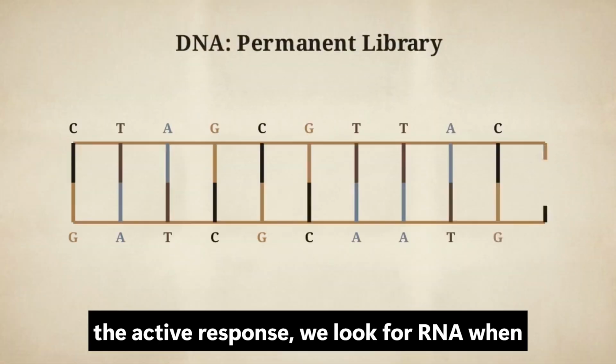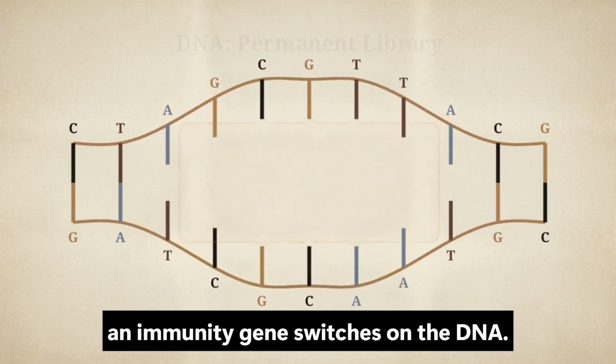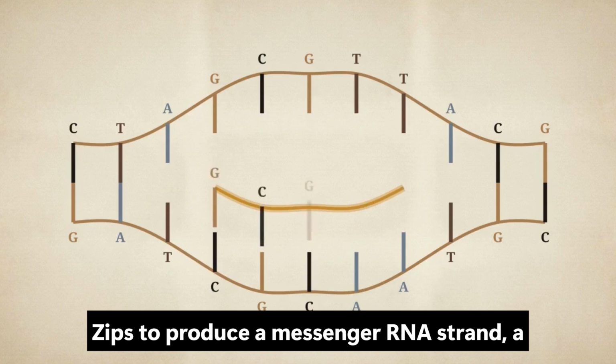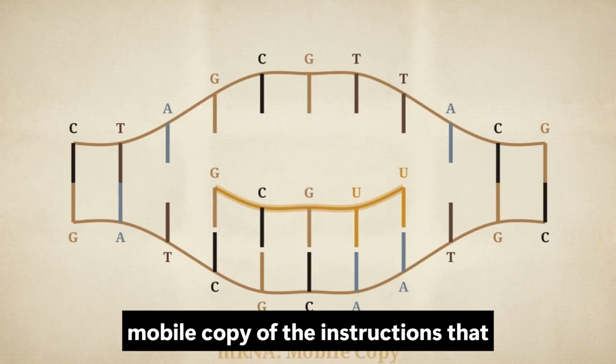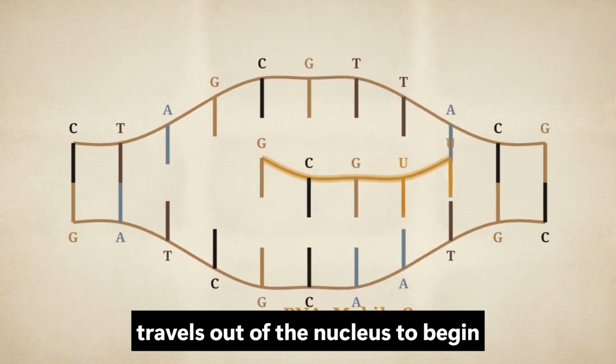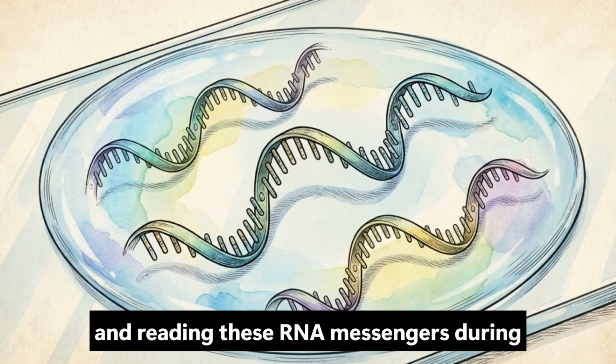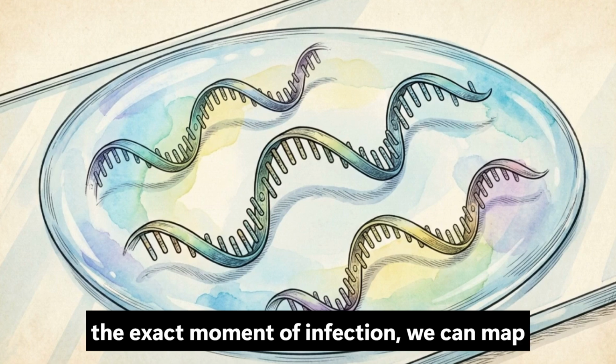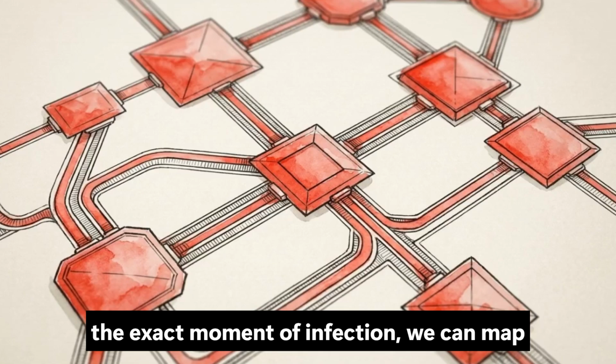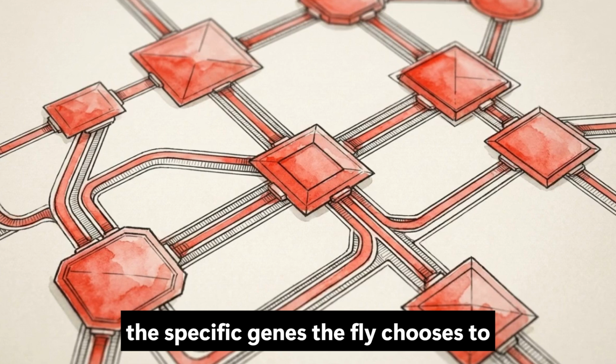To see the active response, we look for RNA. When an immunity gene switches on, the DNA unzips to produce a messenger RNA strand, a mobile copy of the instructions that travels out of the nucleus to begin building defensive proteins. By capturing and reading these RNA messengers during the exact moment of infection, we can map the specific genes the fly chooses to deploy against a live threat.